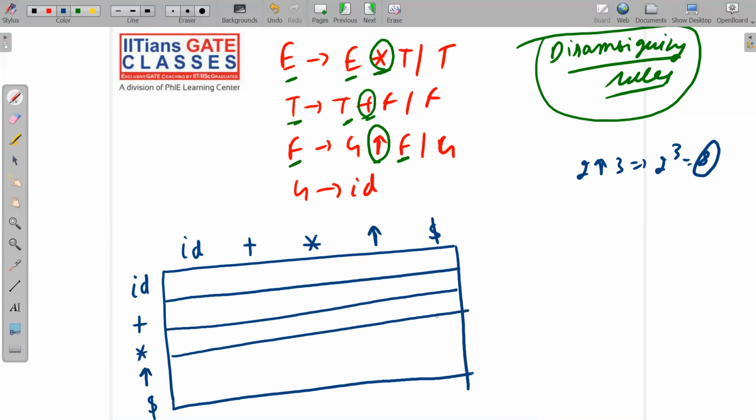Okay, then we will jump to the main part.